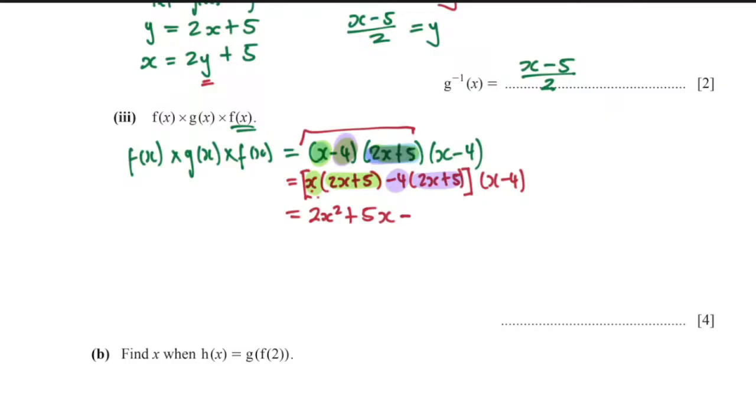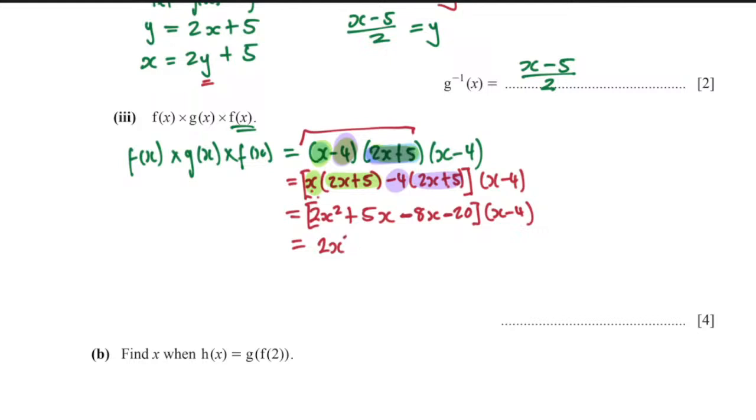Okay. Now you say minus 4 times 2x. Numbers multiply numbers. It's minus 4 times 2 is 8. Then there is nothing for x, so it comes as it is. Then minus 4 times 5, the answer is minus 4 times 5, 20. And this will multiply x minus 4, which is 2x squared.